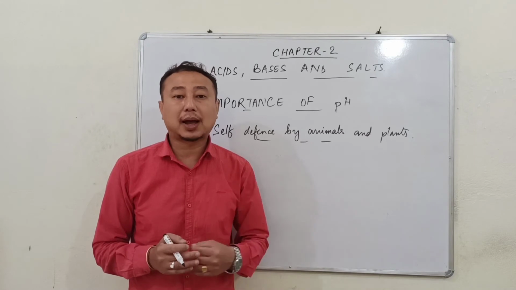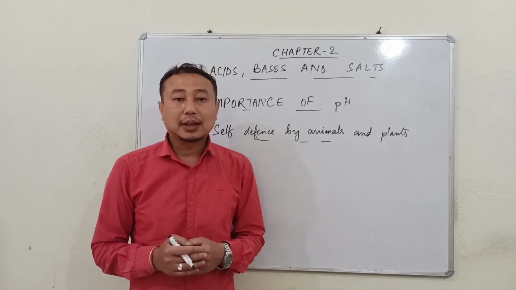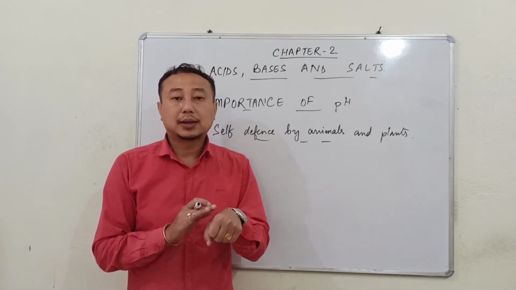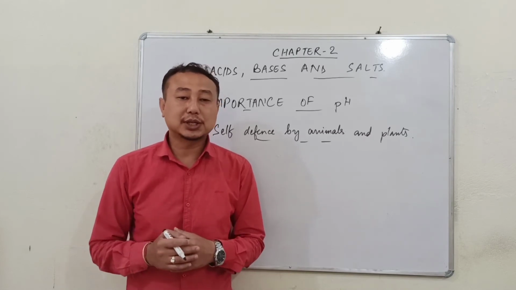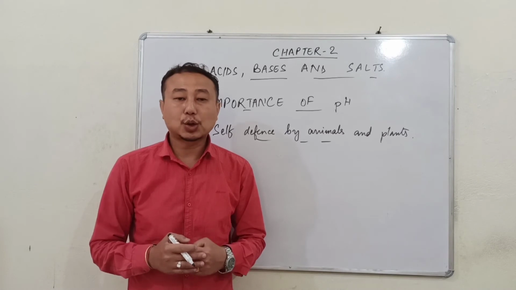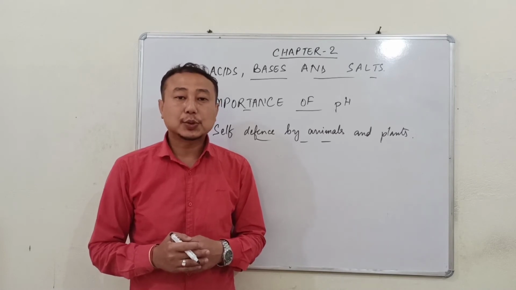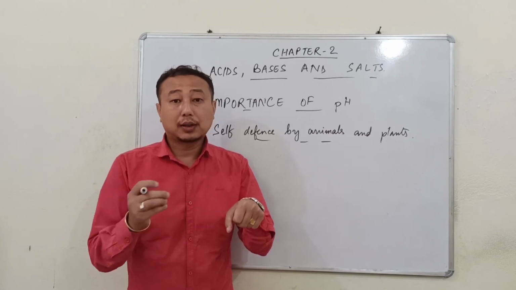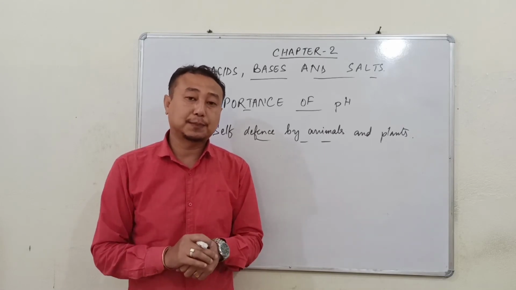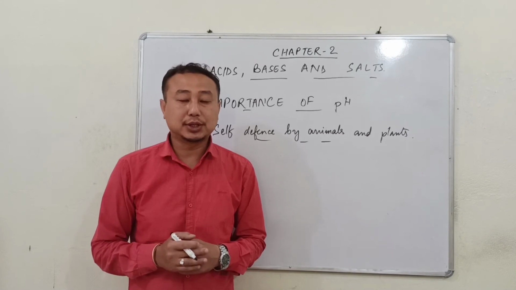So when we are stung by the thorn or the needle of the nettle leaf, or when we are bitten by the ant or the bees, on the sting area we have to apply a basic substance. One of the most common basic substances that we use in our home are toothpaste, soap or baking soda. So when we apply the toothpaste or the soap solution or the baking soda on the area of the sting, then the pain and the irritation can be reduced.